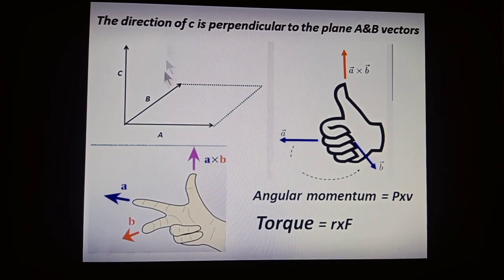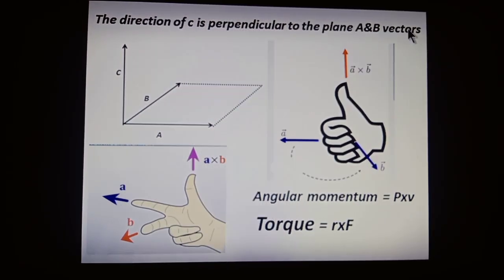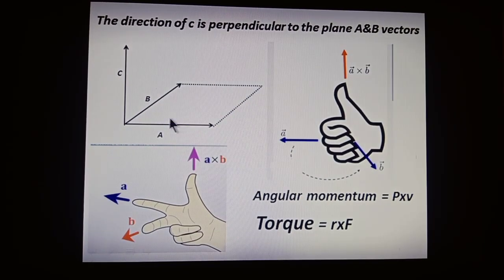Students, the direction of C is perpendicular to the plane made by A and B vectors. Look at this diagram. We join the tails of A and B, forming an AB plane. Now, vector that comes first in the product, that is A, is rotated towards B through smaller angle, and right hand is placed on the plane such that fingers of the right hand curl in the direction of rotation of A. Then thumb of the right hand points in the direction of C.